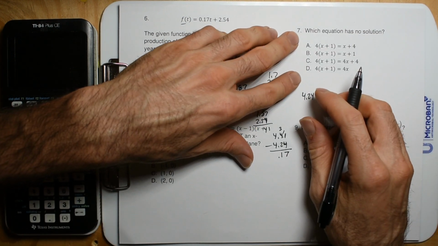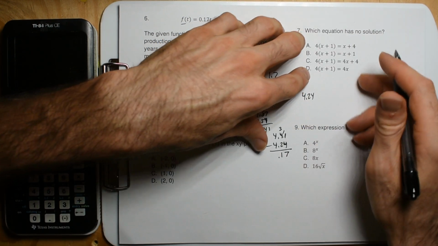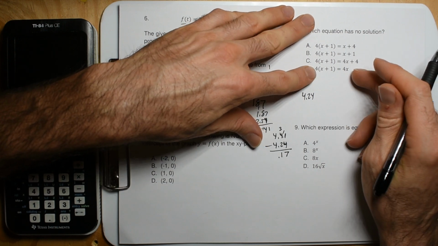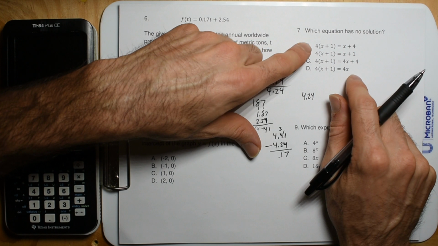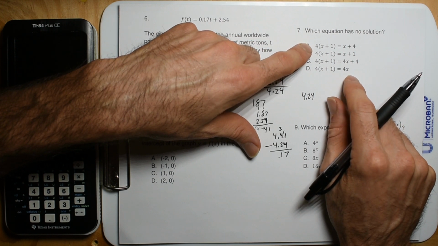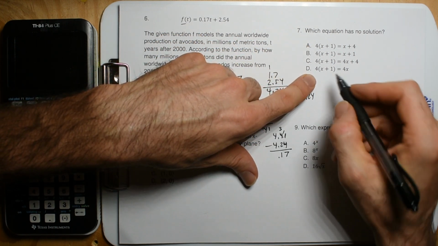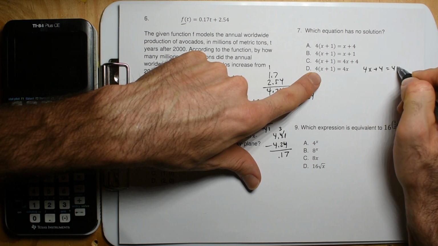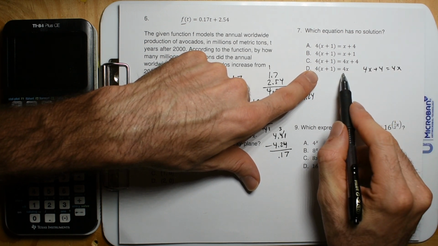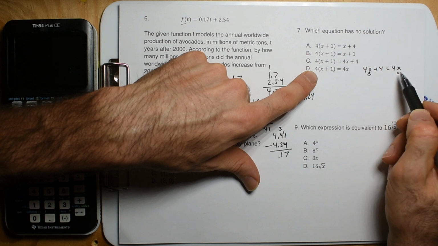And all right, so which equation has no solution? All right, so one way to do this, just throw in 0. Well, what equation has no solution? I don't even know what that means. But let's just start doing these. 4x plus 4 is equal to 4x. Well, that can't have a solution. Because 0 don't work. Yeah, that's what I was thinking.